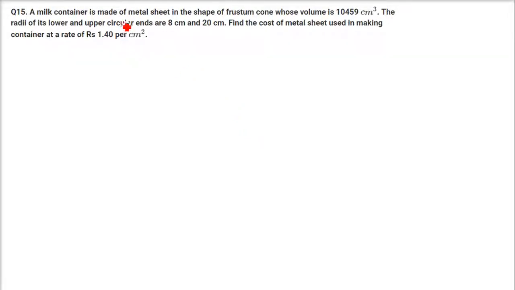A milk container is made up of metal sheet. So milk container means it will be closed from both the sides. Metal sheet is in the shape of a frustum of a cone whose volume is given. Here volume is given. The radii of top and lower are 8 and 20. So let me just assume that it is flipped over. Okay, I made it flipped over. So this is 8 and this is 20. So it has to be the other way around, right?